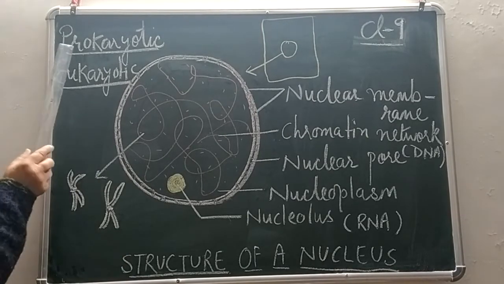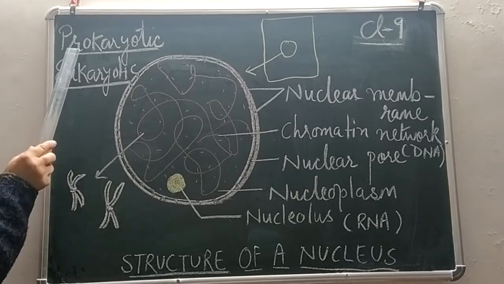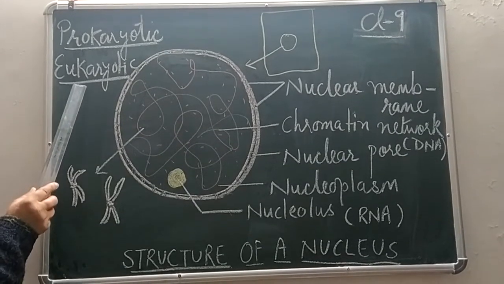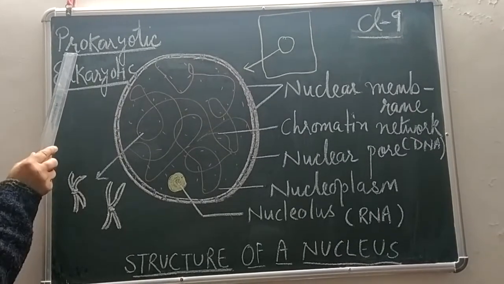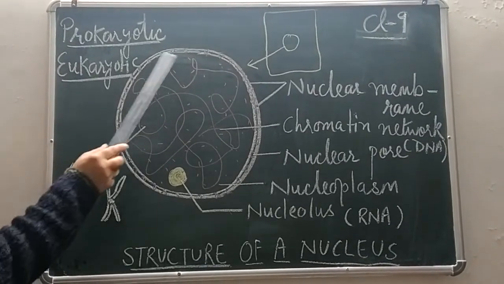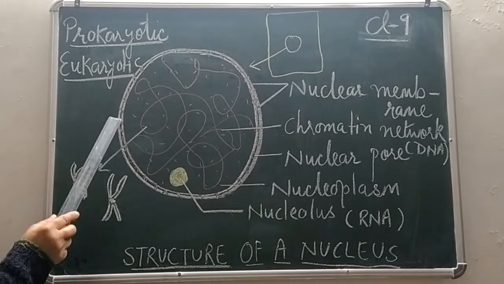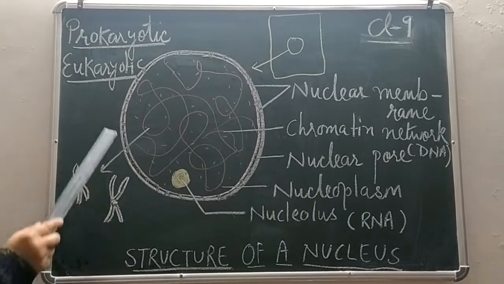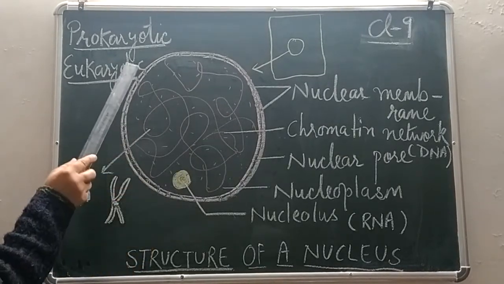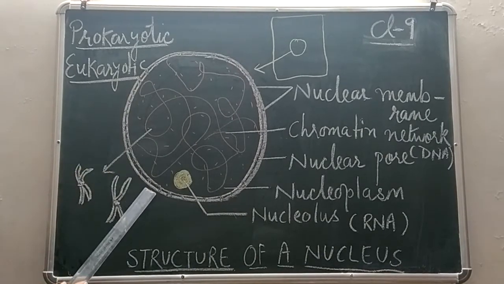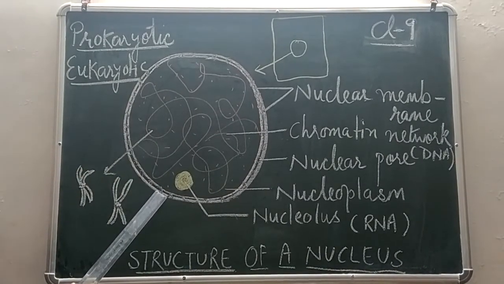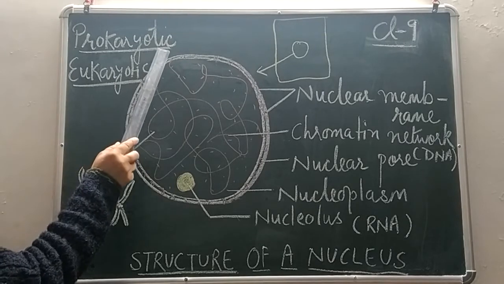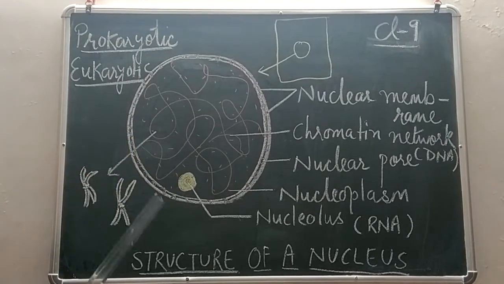One more thing: these two terms are here, prokaryotic and eukaryotic. Now prokaryotic is a cell and eukaryotic is also a cell. What is a prokaryotic cell? I just told you that the nucleus is covered by a nuclear membrane. But in some organisms, this nucleus is not covered by a nuclear membrane. That means the nuclear membrane is absent there. Such organisms are called prokaryotes and the cell is called a prokaryotic cell. Only one example is there, bacteria.